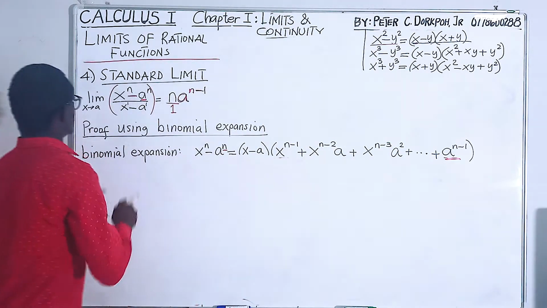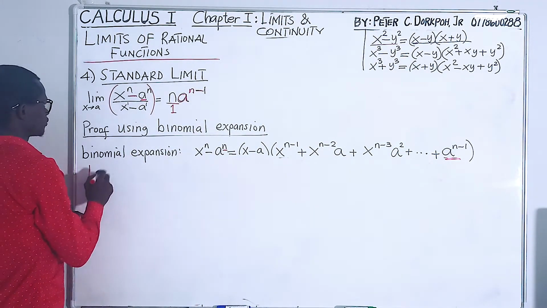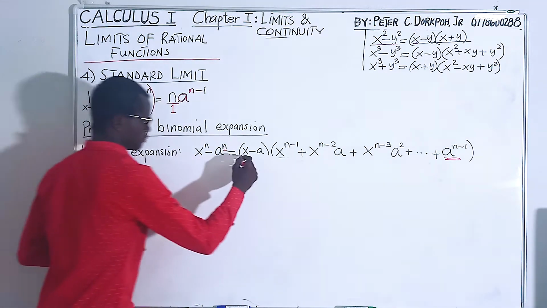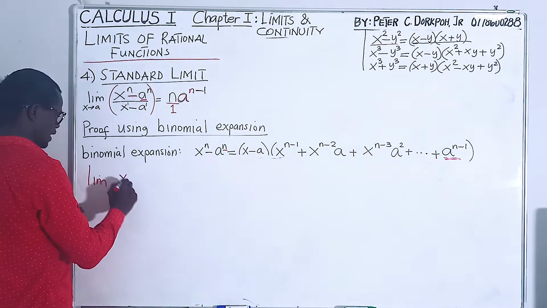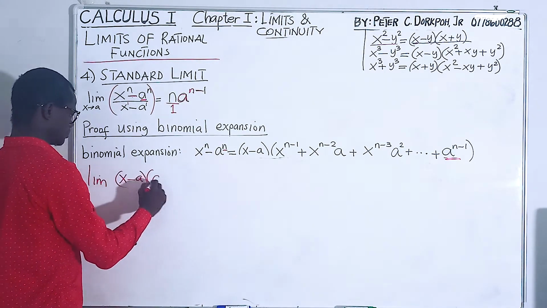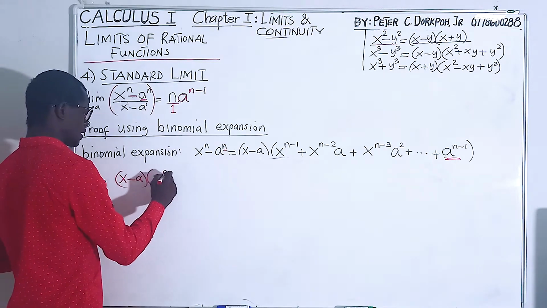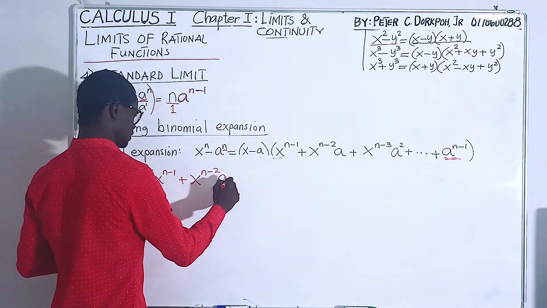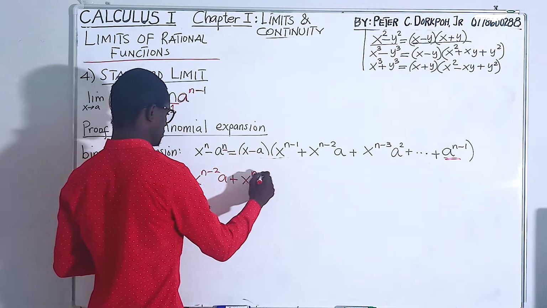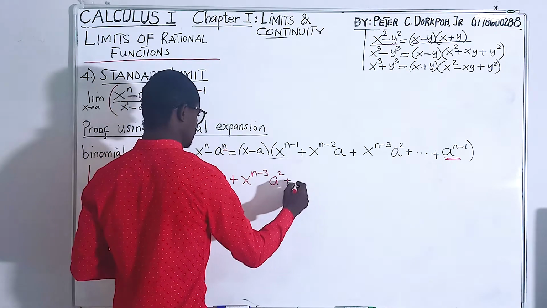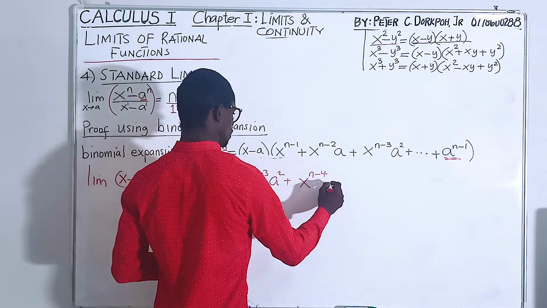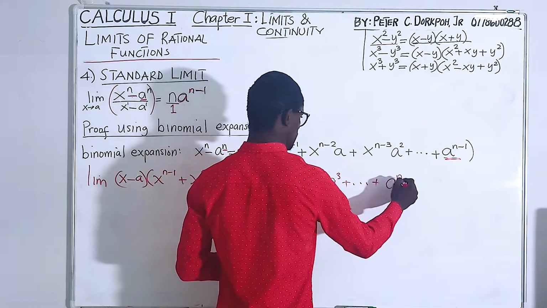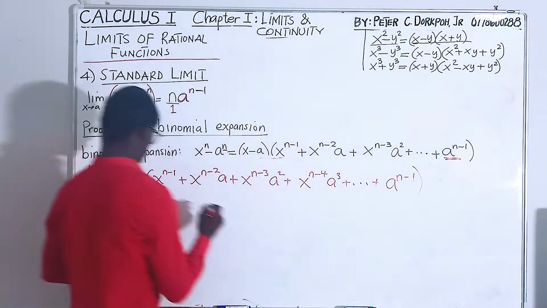So we take the limit as x approaches a. x to the power n minus a to the power n is just this expansion, right? So we replace it now with x minus a times x to the power n minus 1 plus x to the power n minus 2 a plus x to the power n minus 3 a squared plus x to the power n minus 4 a cubed, dot dot dot, all the way to a raised to the power n minus 1.